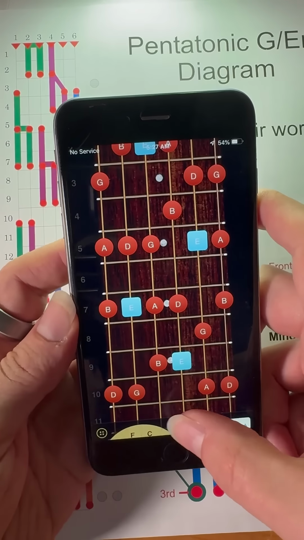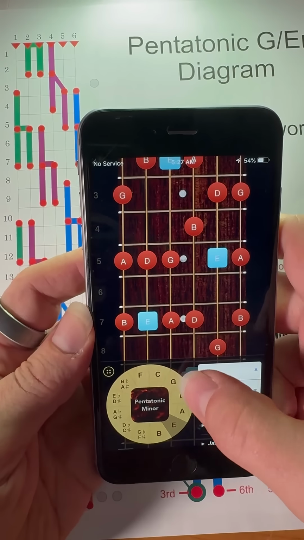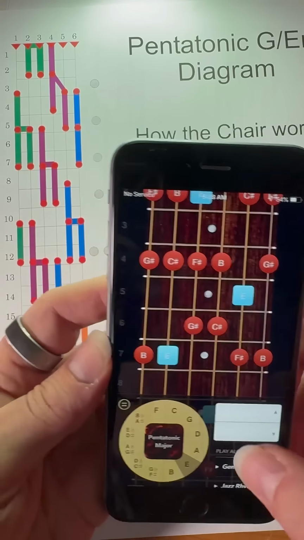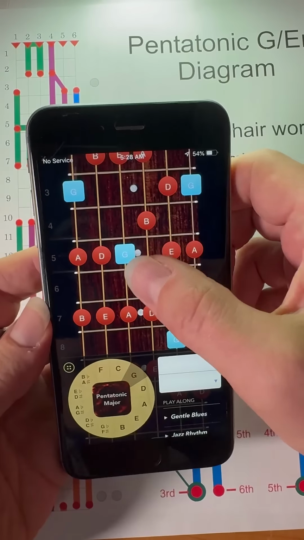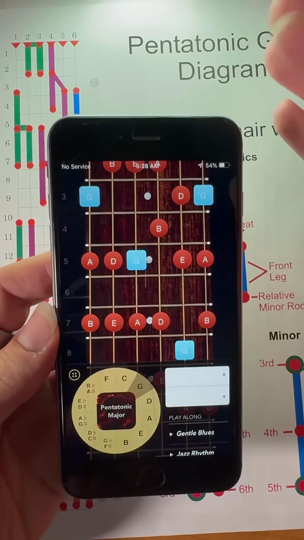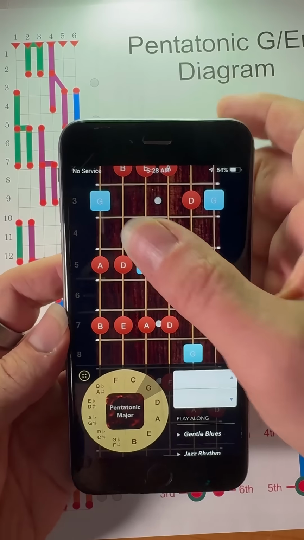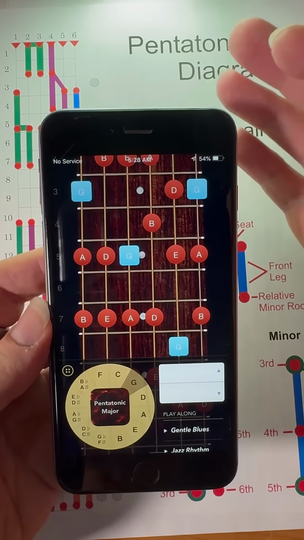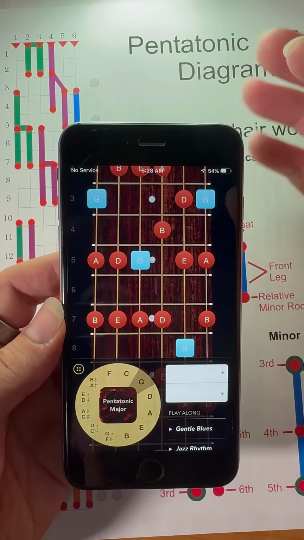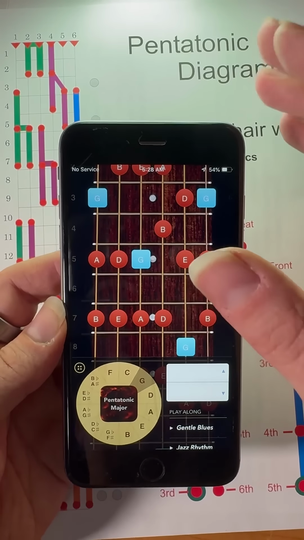And then because this was such an easy app to use, I figured out some other things, like the fact that I could just switch to G, for instance. And G being the relative major of E minor, or E minor is the relative minor of G, depending how you want to look at it. I had the exact same notes in the exact same positions. I was just switching to a different root, and that made some major light bulbs go off in my head.